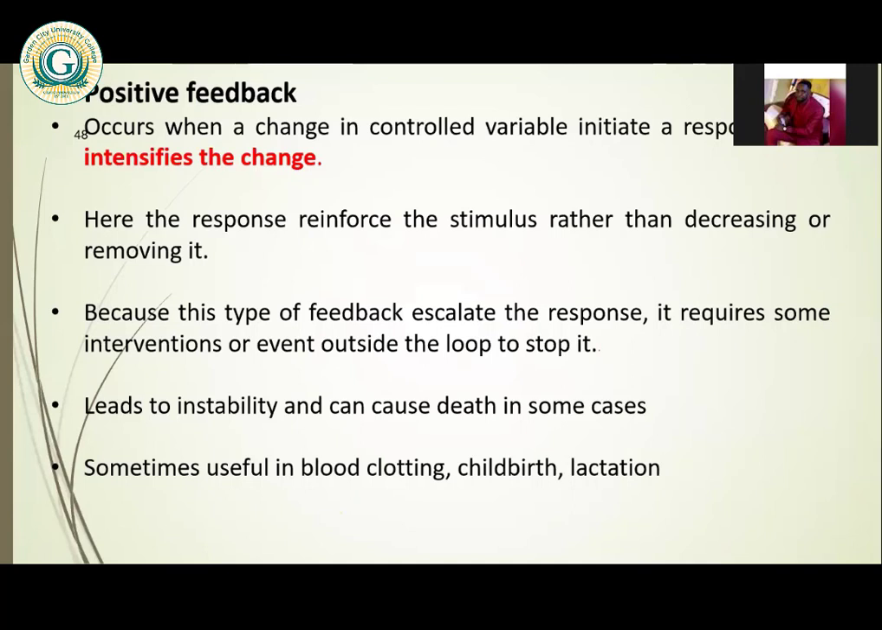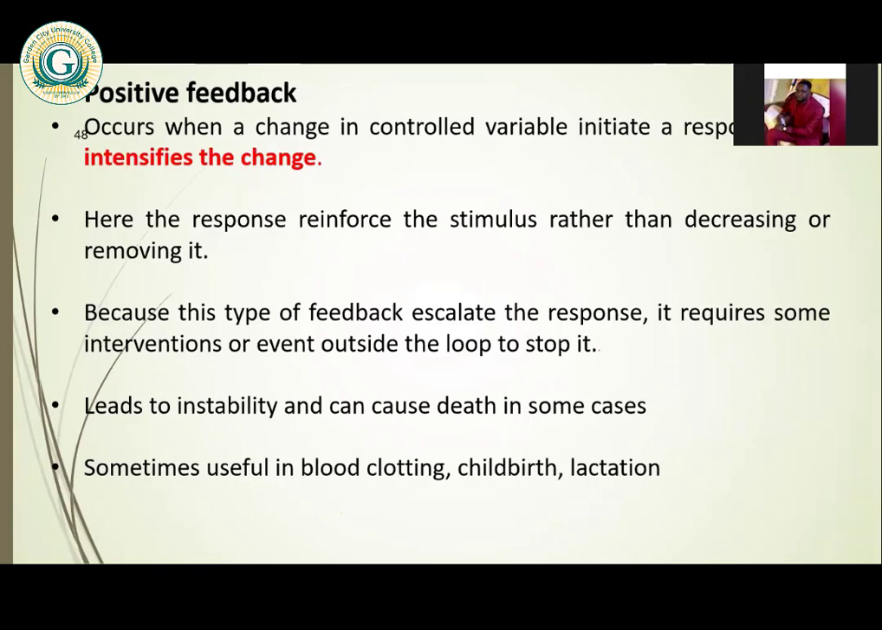Then positive feedback, you are intensifying the change. The change has happened, but you are trying to increase it for an event to occur. For example, childbirth. There is production of oxytocin at the end, and this oxytocin helps with contraction of the uterus to enable the baby to be born.